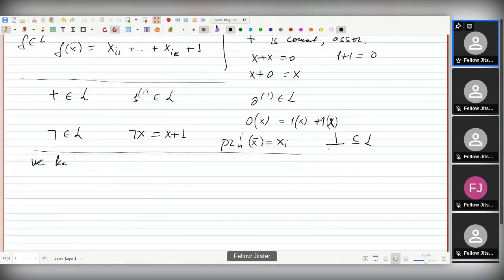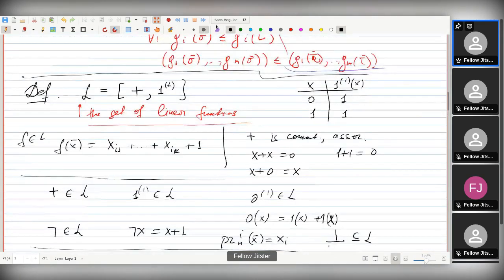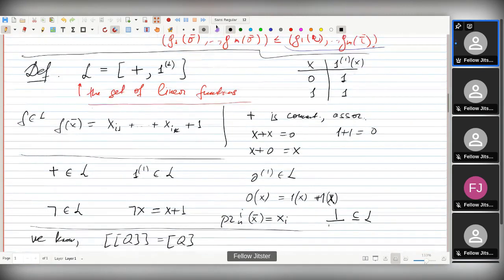We know that the double closure of any set is the same as just its single closure. So the closure of our class L is just this class itself, so it is closed. It is obviously closed, but it is not obvious how one can prove that some function is not linear.